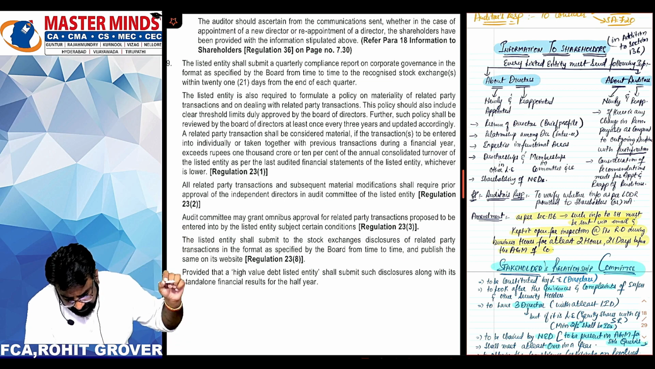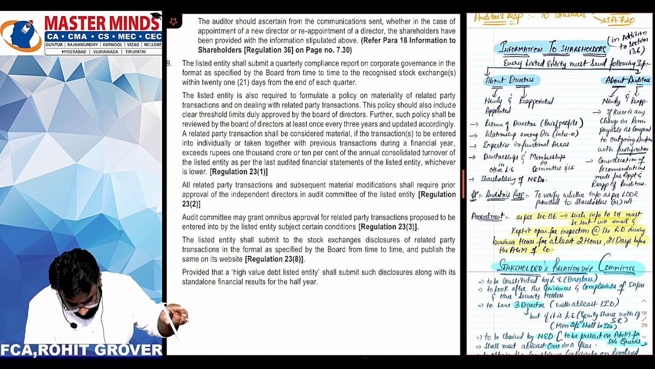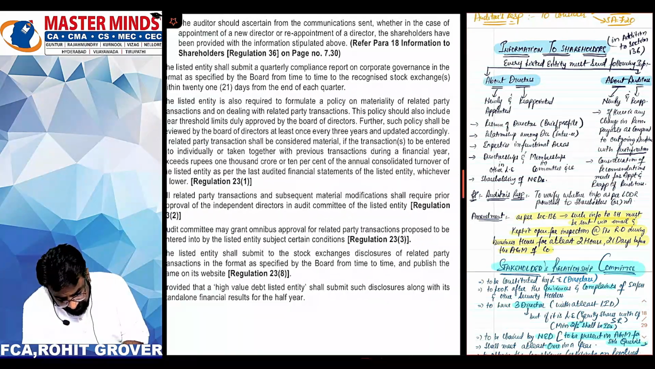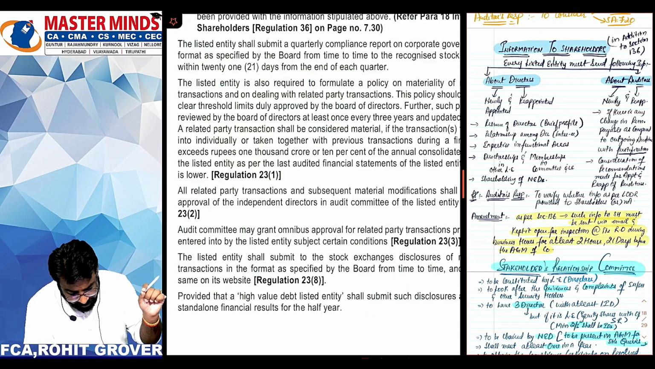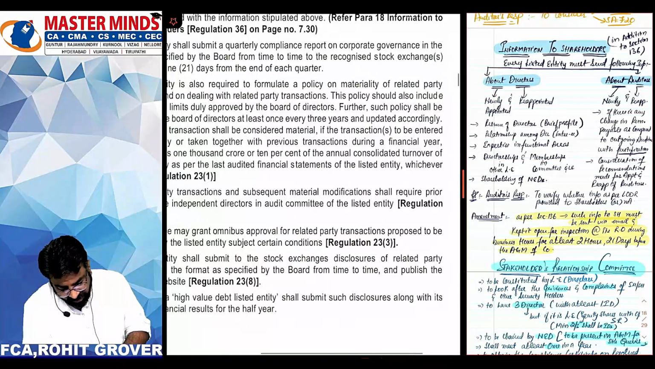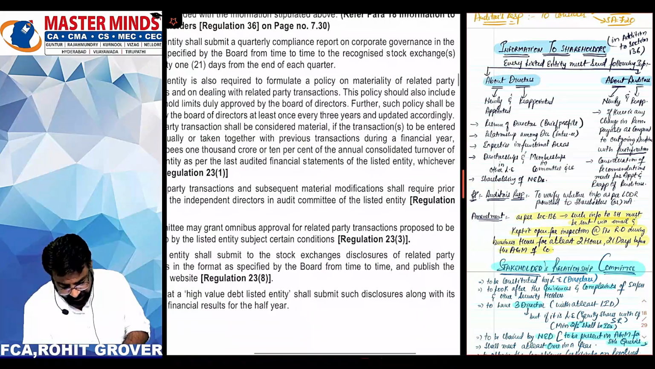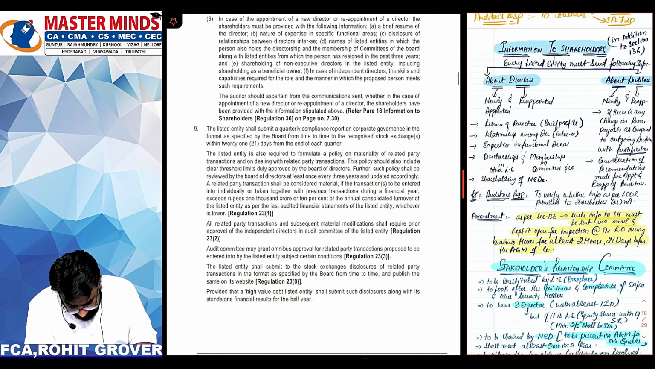अच्छा ये बताओ, did we write one point that this policy has to be reviewed by the board of directors at least once in every 3 years? We have noted that point now. Once in every 3 years. And a related party transaction shall be considered now to be material if during the year it exceeds what? More than 1000 crore or 10% of the annual consolidated turnover of the listed company as per the last audited financial statement, whichever is lower. तो एक काम करो, ये तो छोटा सा ही टॉपिक है, यहाँ पे लिख लेते हैं.